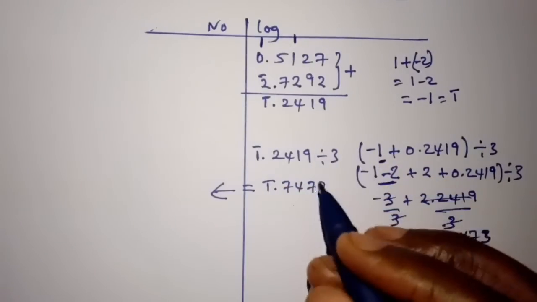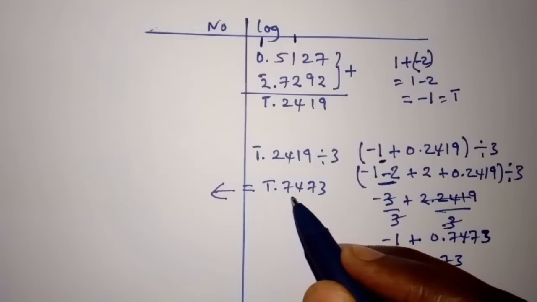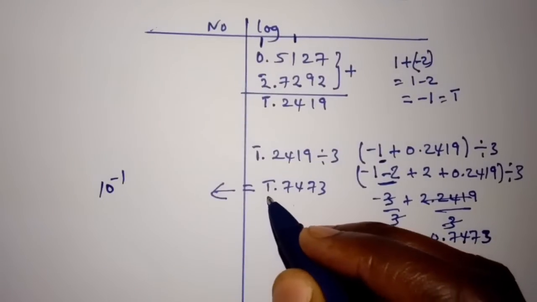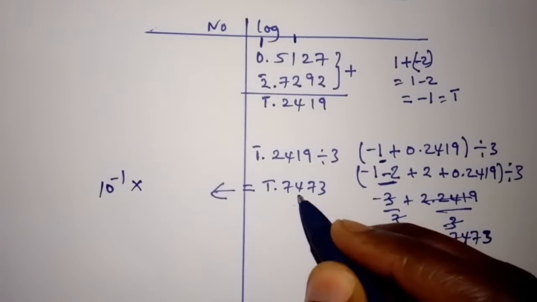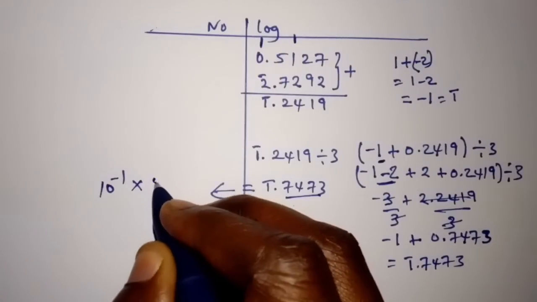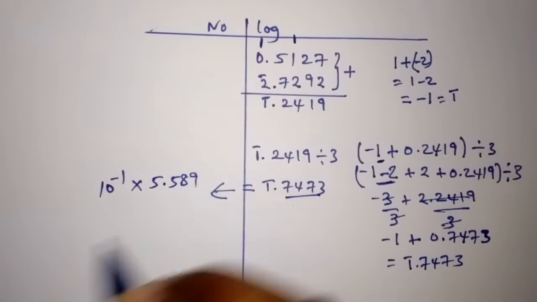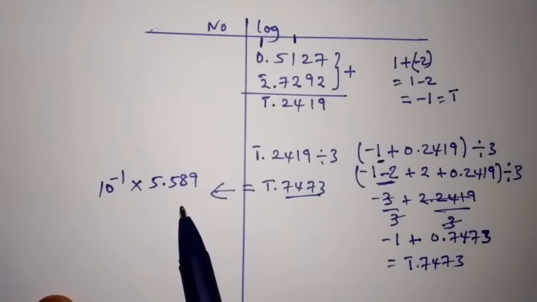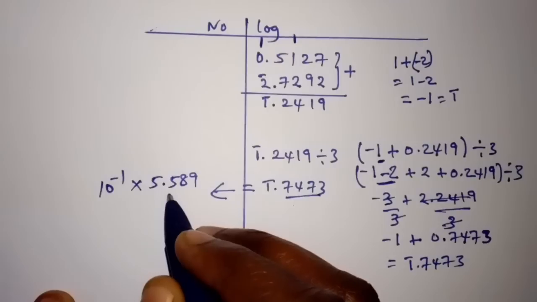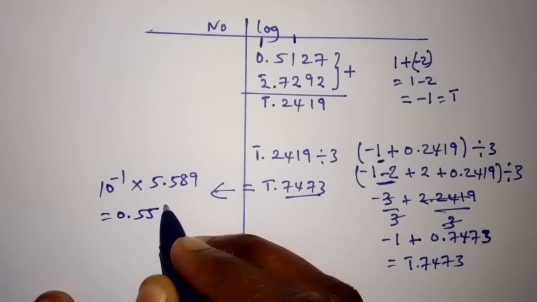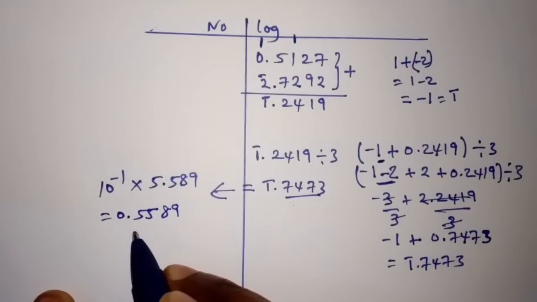And this one we can find the antilog of bar 1.7473. We can write it as 10 power negative 1 times the antilog of 0.7473. From the antilog table it is 5.589. So when we multiply 10 power negative 1 times 5.589, we end up with 0.5589.